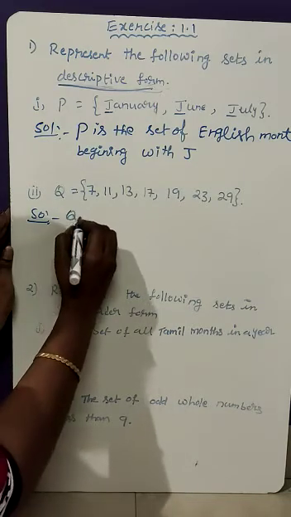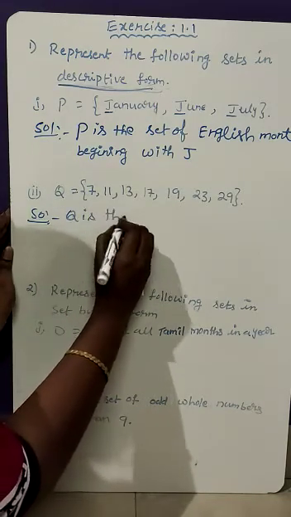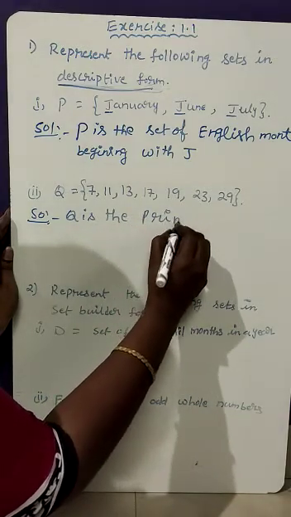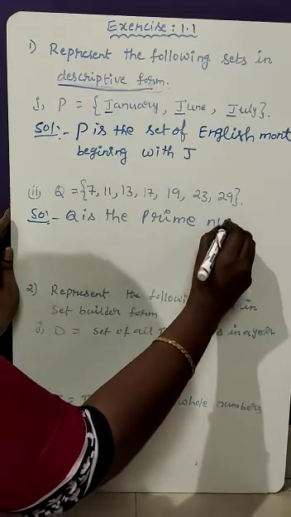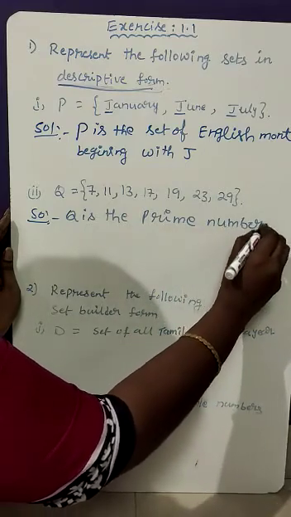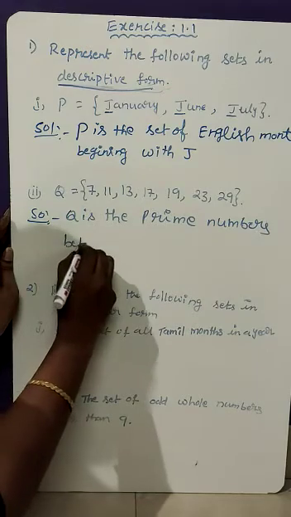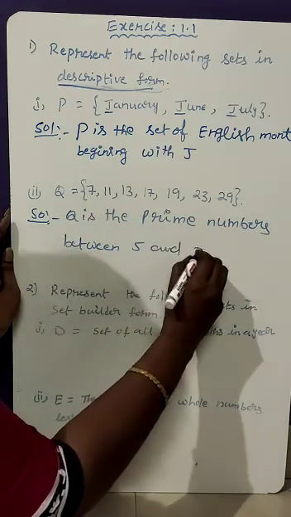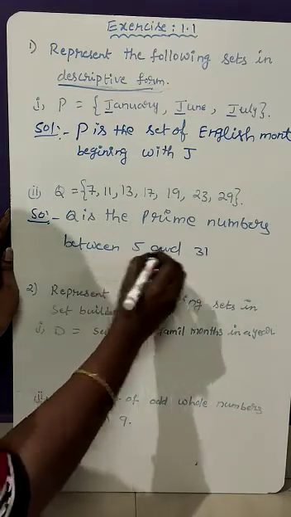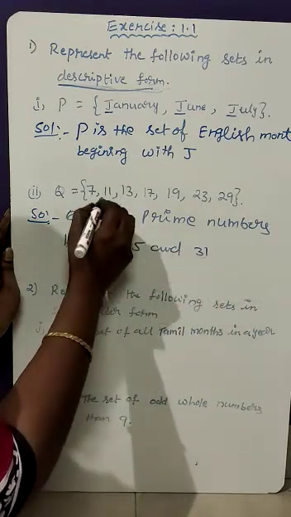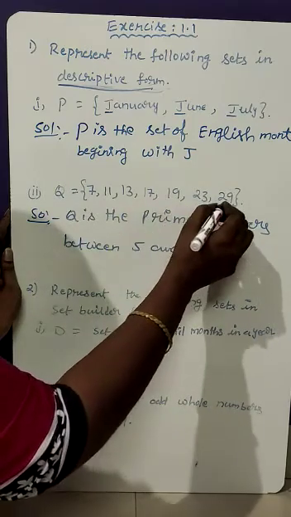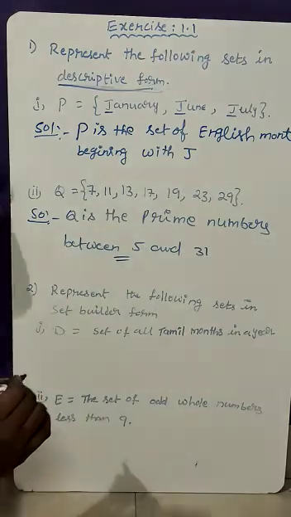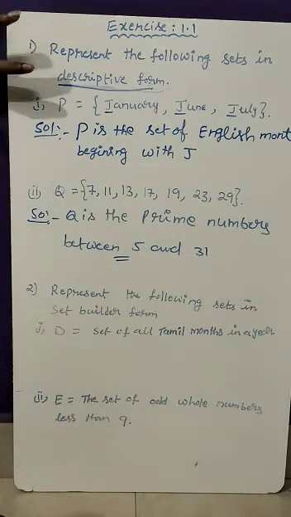Q is the set of prime numbers between 5 and 31. I mean, the numbers between 5 and 31 are 7, 11, 13, 17, 19, 23 and 29. So these are the descriptive form. So those are two example sums of descriptive form.